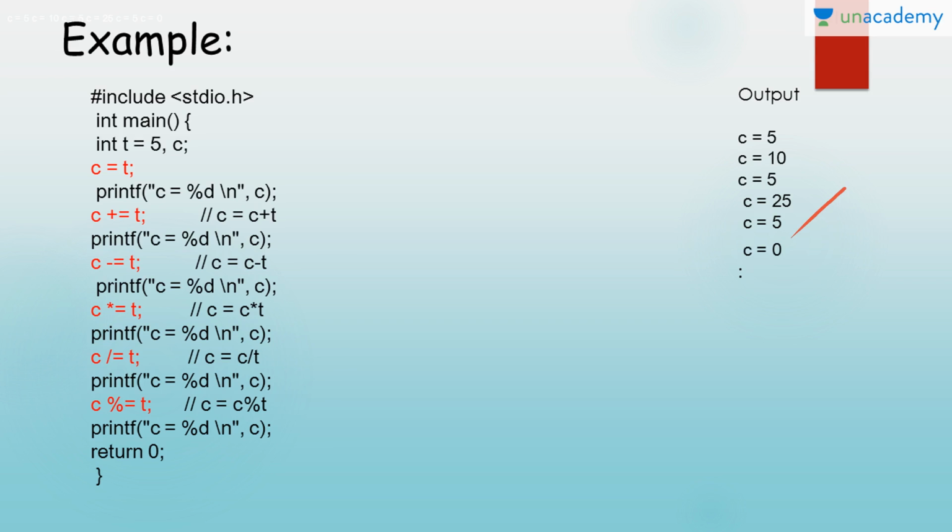Next what we have to do is C is equal to C mod T. We saw that modulus division will give the remainder as the output. So C is 5, T is also 5. C mod T means 5 mod 5. Remainder will be 0. So the answer is 0. Here answer is also printed as 0. So this is the output of the program for T is equal to 5. This shows the assignment operations.